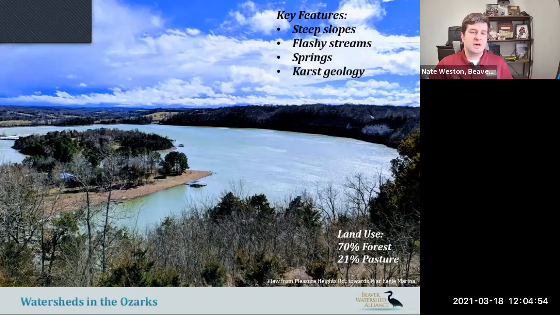Some of the most defining characteristics about our watershed, being up here in the Ozarks, are steep slopes, which cause flashy streams. We have a lot of springs, and we have a lot of karst geology, which channels water into those springs.